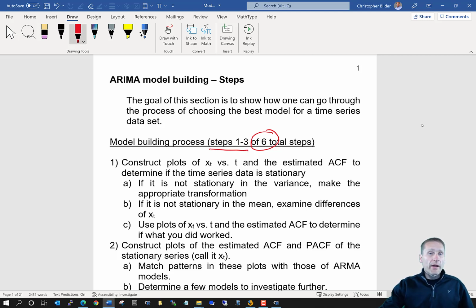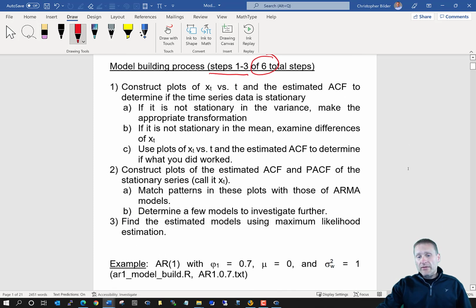Here are steps 1 through 3, and you're going to see some similarities to what we've done in the past, at least with these first 3 steps. So step 1, we're simply going to plot our data. Construct a plot of x of t versus t. Also plot the estimated ACF. The purpose of doing these plots is to check for non-stationarity. So we check, is there non-stationarity in the variance? And how do we do that? Well, we look at this plot of x of t versus t, and we look to see, for different large sets of time points, is the variability in the data different?